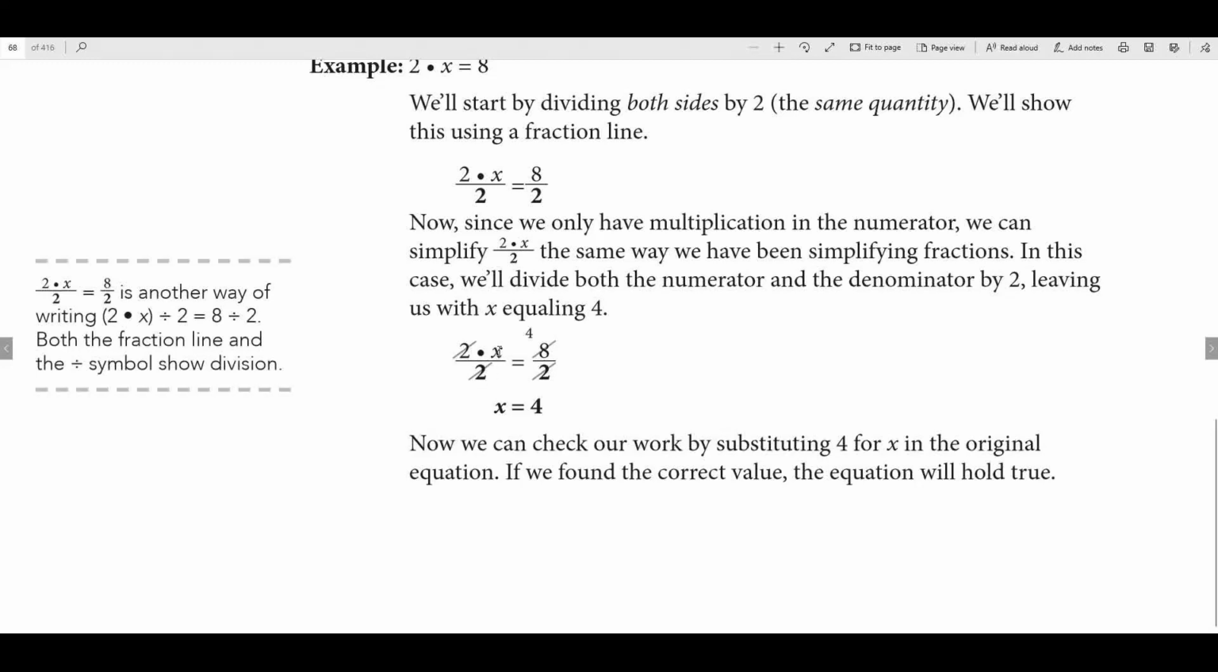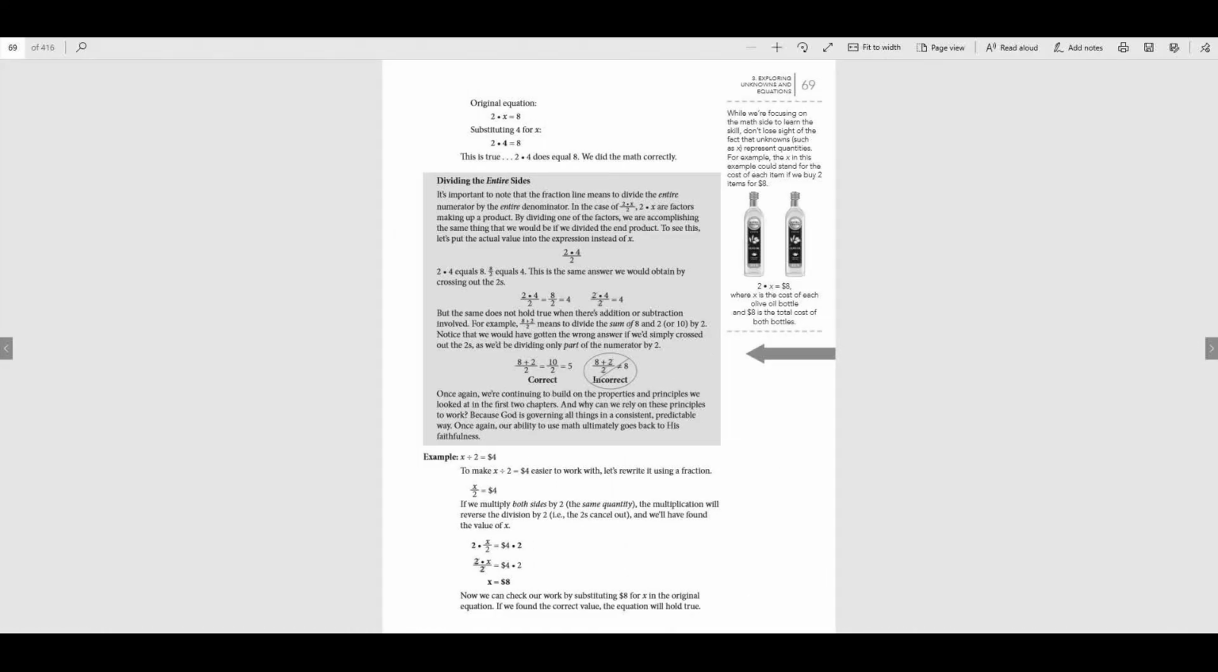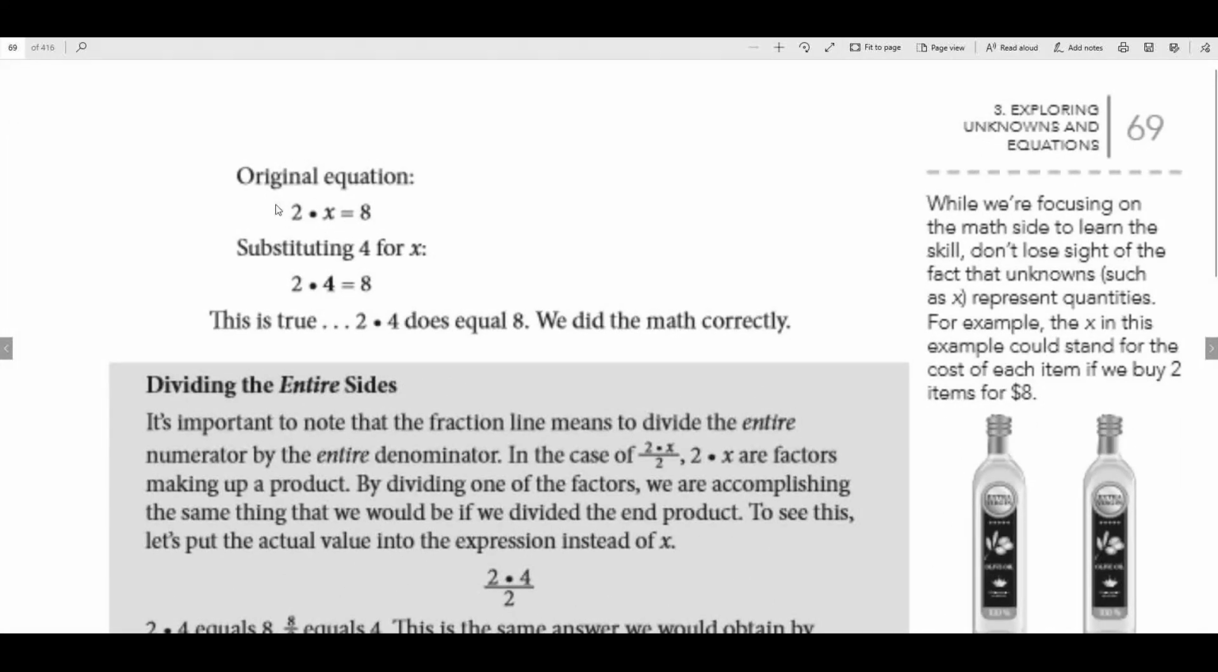So you're left with x by itself equals what this is over here. But what they did here was they just simplified things. So they crossed these out and then crossed this out because 2 goes into 8 4 times. So they just did some simplification. Okay, and then obviously you can plug your numbers back in to make sure that everything works right. So your original equation was this. Substitute 4 for x equals 8. That's true. 2 times 4 does equal 8, so everything's done correctly.